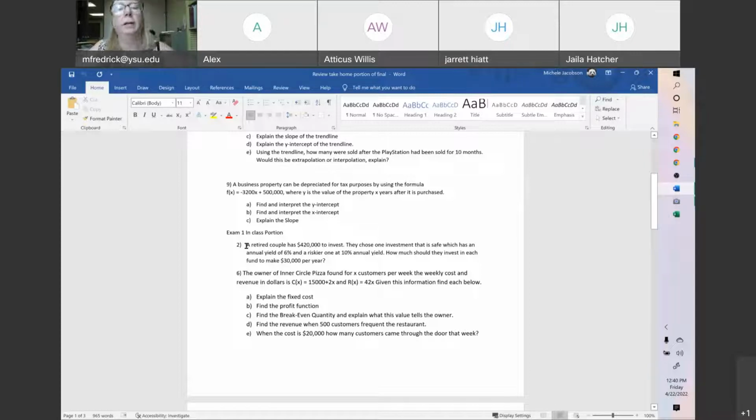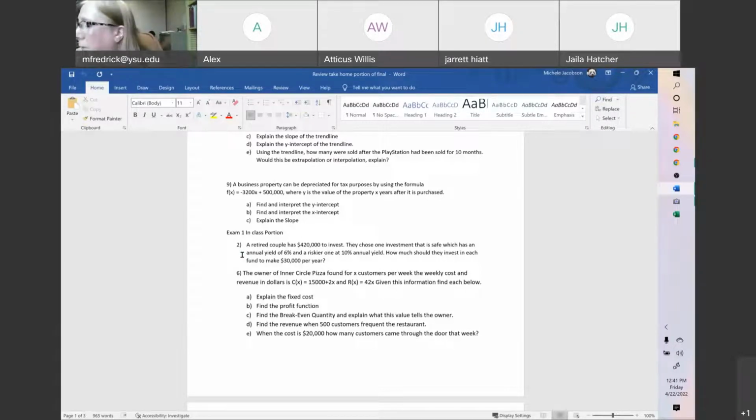A retired couple has 420,000 to invest. They choose one investment that is safe, which is an annual yield of 6%, and a riskier one that is 10%. How much should they invest in each fund to make 30,000 per year? So what you want to do is decide what X and Y is going to be.